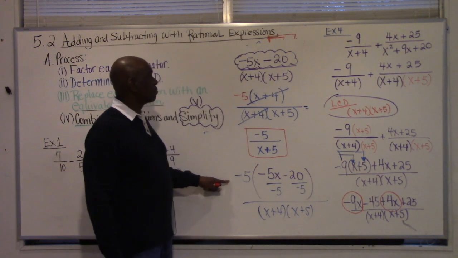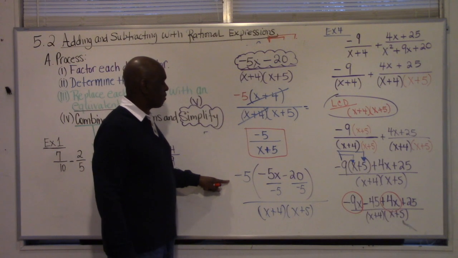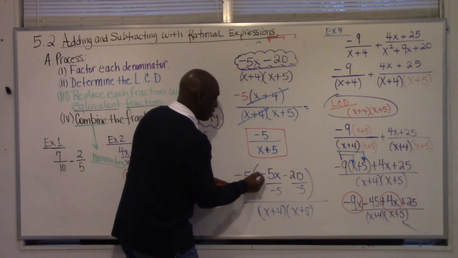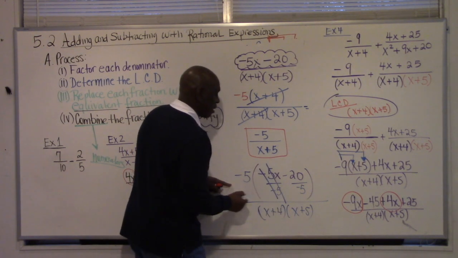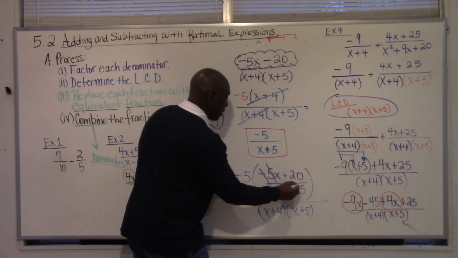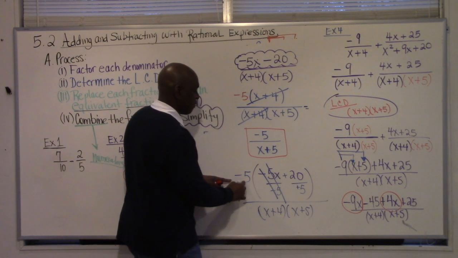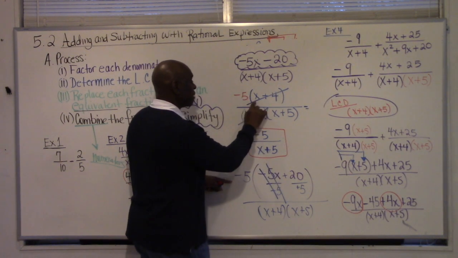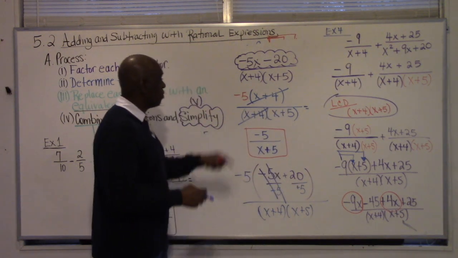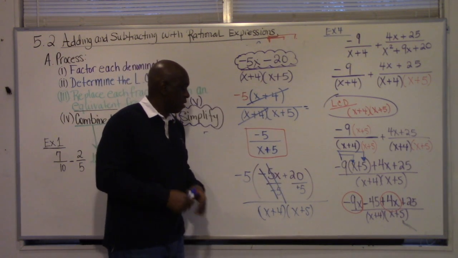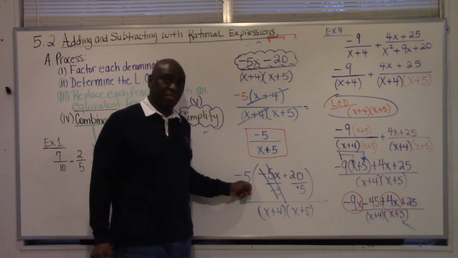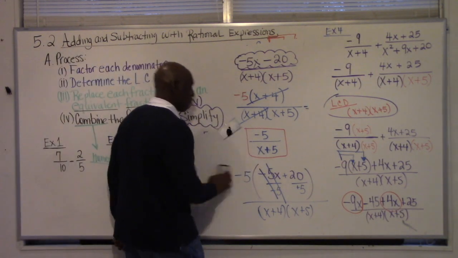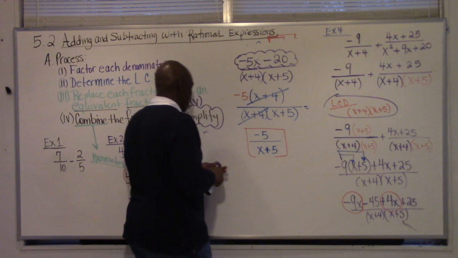This is what happened right here to get this part there. A negative divided by a negative is a positive, so those cancel out. And then a negative here divided by a negative is also a positive. I'm left with -5 times x plus 4 right there. So that's how that goes. Be very careful right there. Multiplying by -5 is the same as dividing by -1/5. That's what we did, and here's our answer: -5 over the quantity x plus 5.